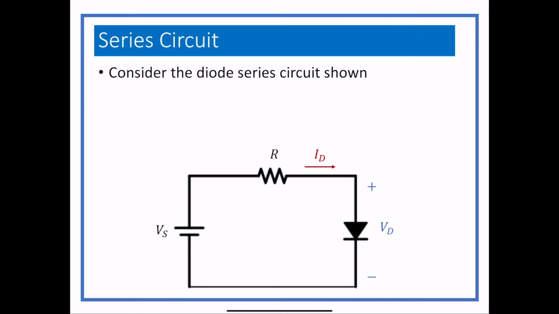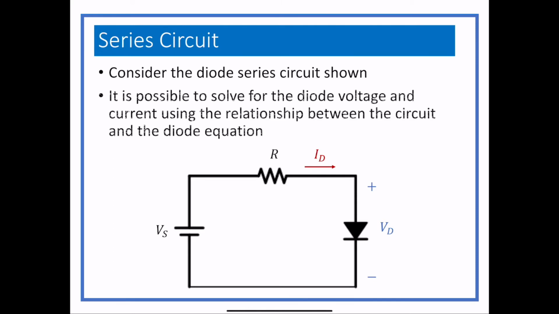We have a resistor, a voltage source, and there's some current going through the diode and a voltage drop, and we don't know what it is as yet. So we can solve for the diode voltage and current basically using the relationship between the diode and the circuit itself.